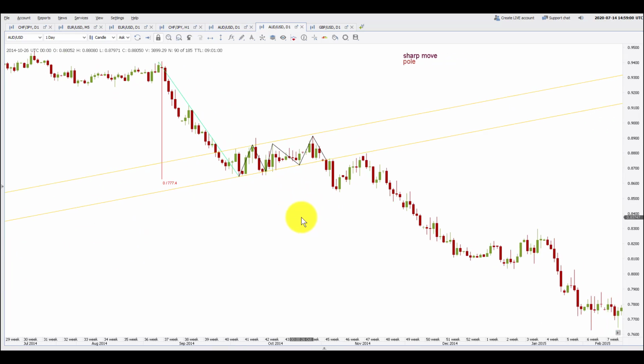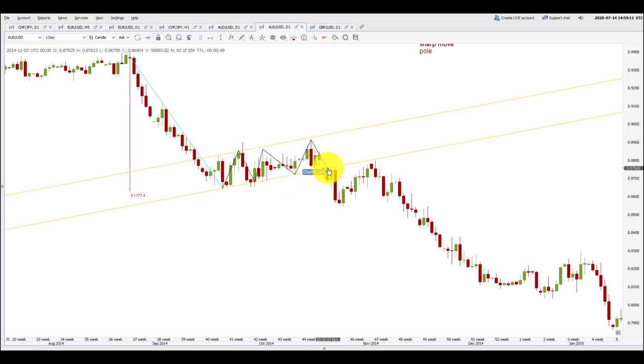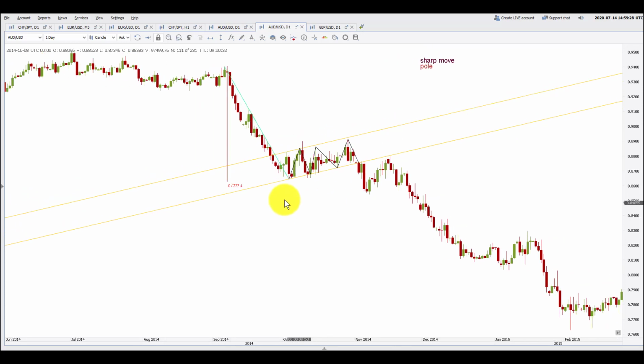Okay friends, after the flag is formed, we need a breakout in the direction of the flag, in the direction of the sharp move. So the price moves below this channel here and closes the day below. That was our first hint that the trend is going to continue. You could have sold here with a small stop loss higher than this high, and what would have been your target? Well friends, the pole of the flag is the target, measured from the point of the break. So this was your approximate target.